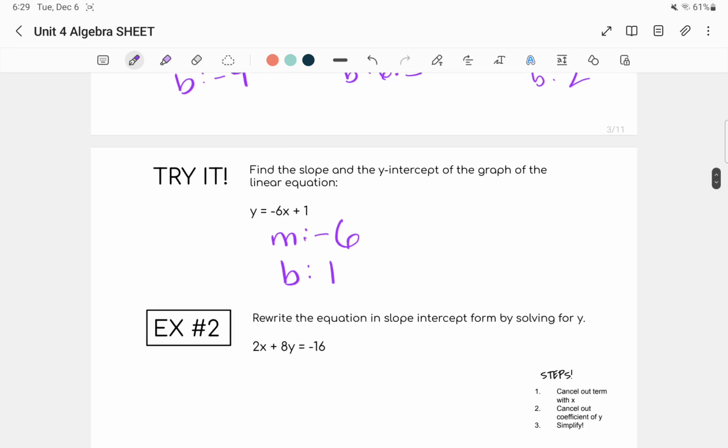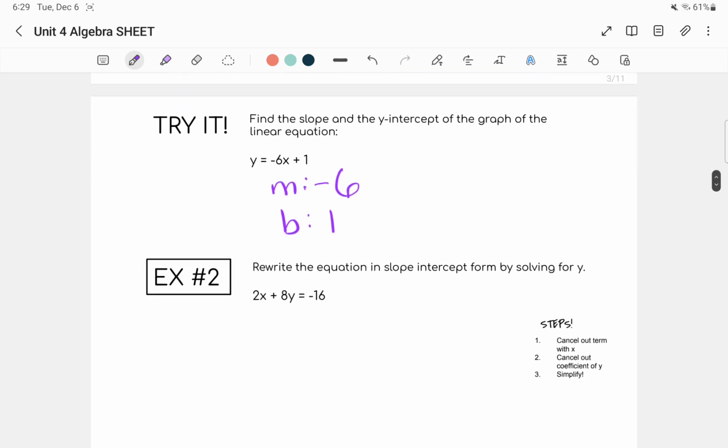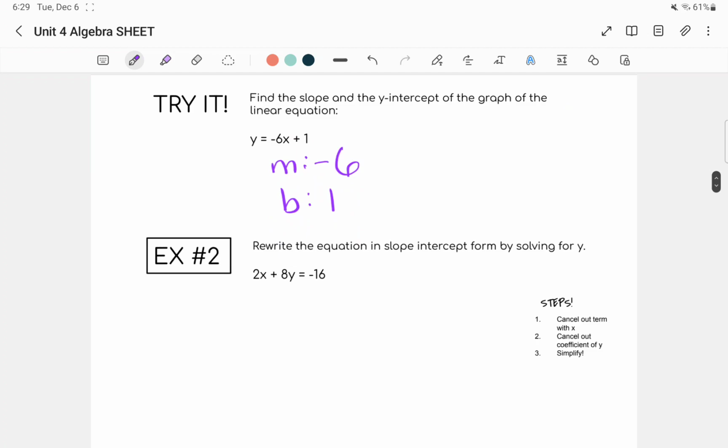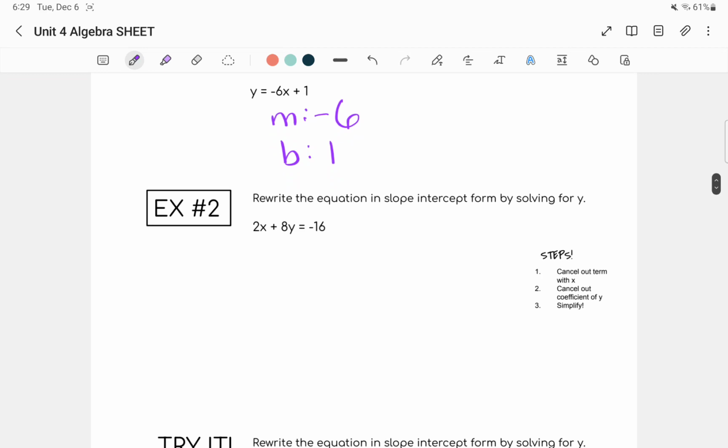All right, so for example number 2, we're not graphing just yet. Now we've identified the slope and the y-intercept, and now we still have to actually rewrite the equation sometimes, right? If they're not in slope-intercept form, we want to make it into slope-intercept form so that we can graph it easily. So let's say we have this equation, 2x plus 8y equals -16. We need to rewrite this as our y equals mx plus b. And let's look at these steps over here.